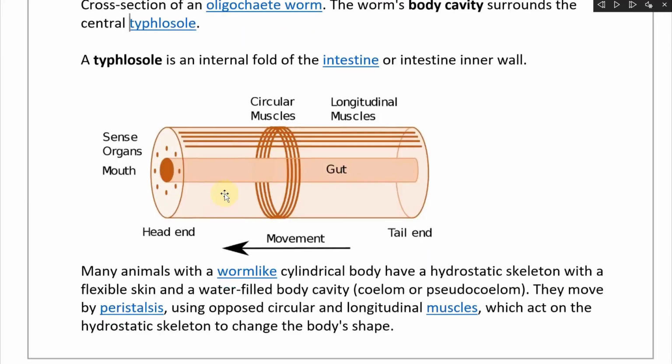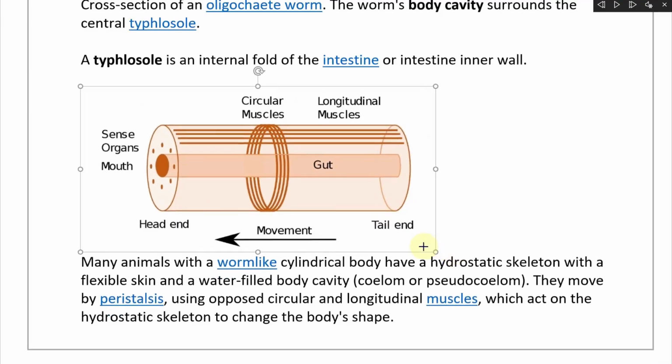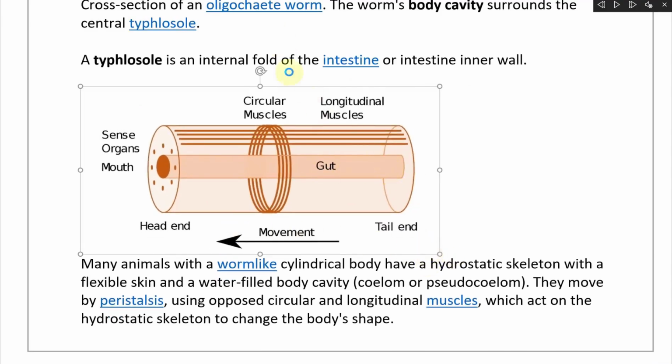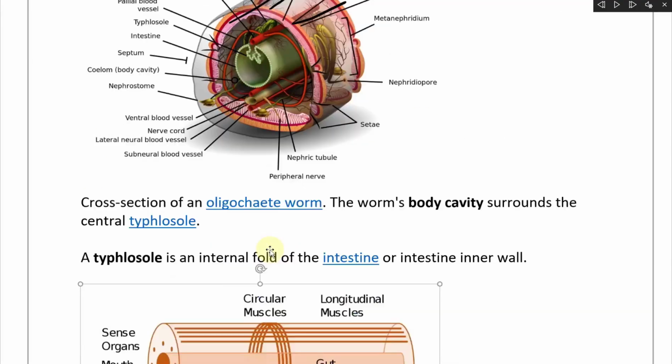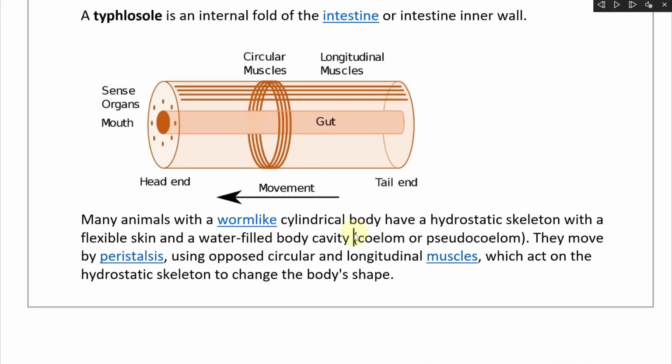All right, so let's just take a look at how the circular worms act there. I'm not going to go over all those other random terms across this worm; that's for another video if I go over worm biology. Many animals with a worm-like cylindrical body have a hydrostatic skeleton with a flexible skin and a water-filled cavity. They call it the coelom or pseudocoelom.